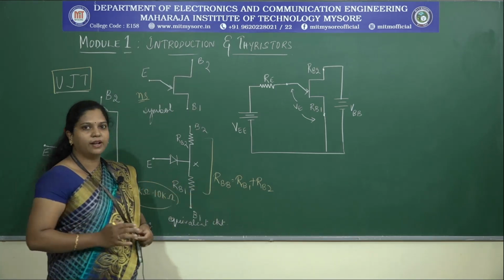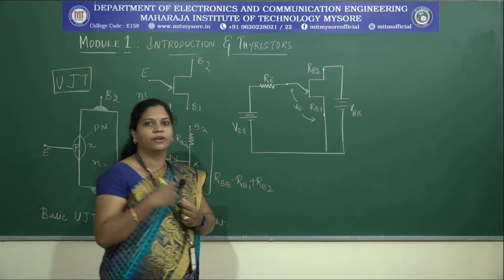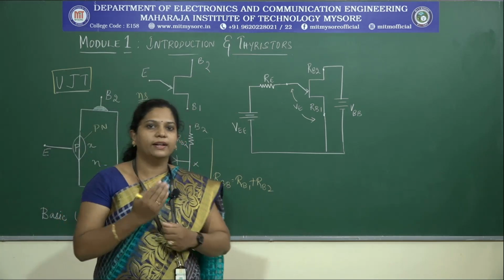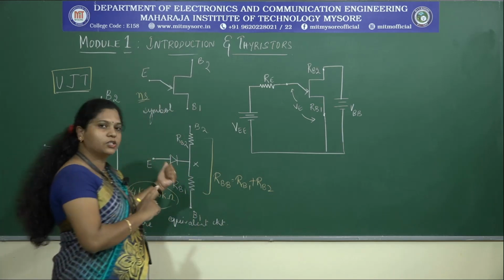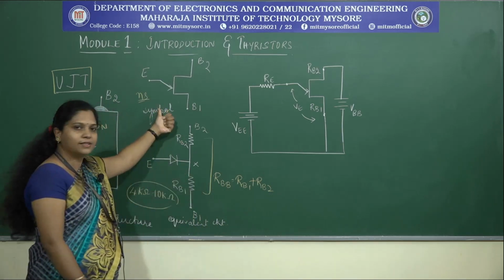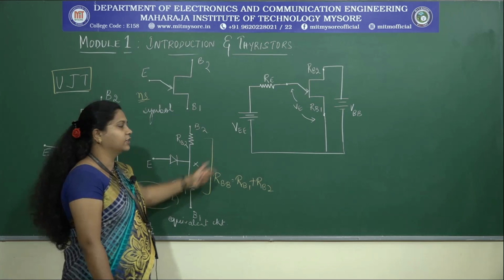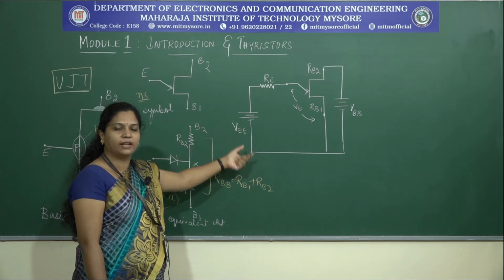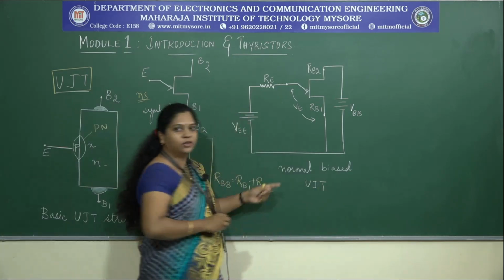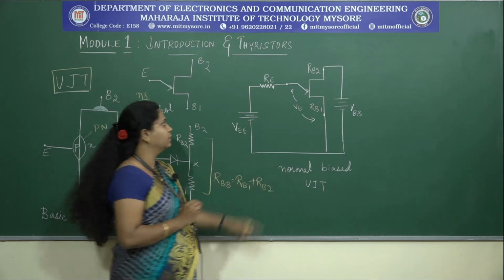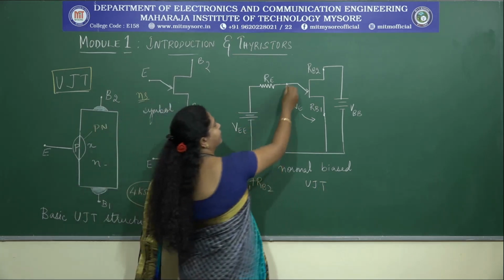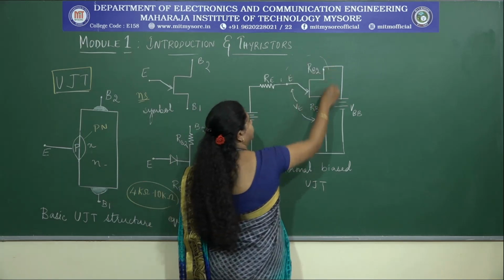Generally, whenever we speak about any device, we study when it is going to be in the on state, when it is going to go to its off state, what its symbol is, what its equivalent circuit is, and how we can bias the circuit. Let us say a normal biased UJT circuit. So here we have connected the UJT.